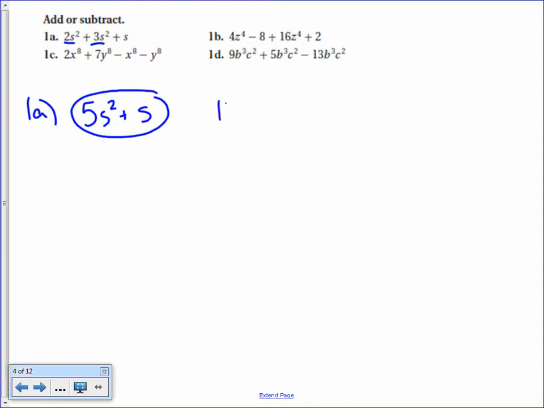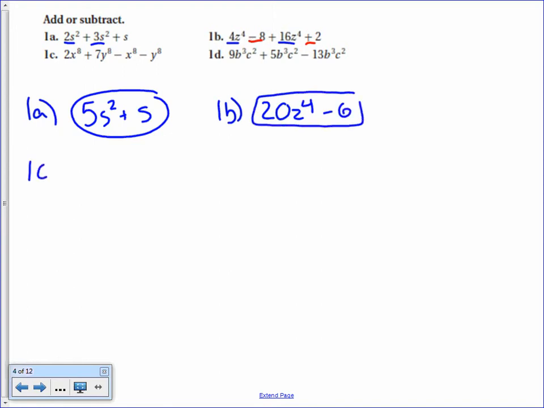For 1b, I have 4z to the fourth minus 8 plus 16z to the fourth plus 2. The z to the fourth terms can combine, and the negative 8 and the 2 can combine. So 4z to the fourth plus 16z to the fourth gives me 20z to the fourth. And then negative 8 plus 2 will give me a negative 6.